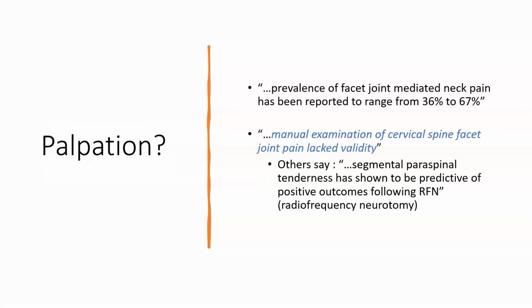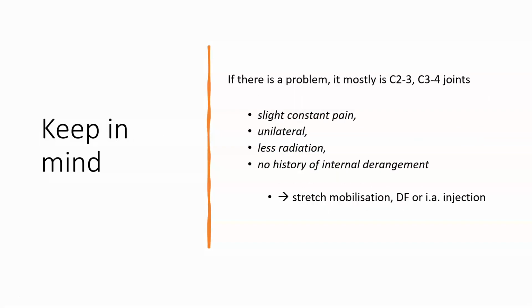But other studies say facet joint pain in up to 67% of the patients. Whoa, that's a lot. Okay, if there is a facet problem, mostly it's high cervical, C2, C3, C3, C4. The patient is describing slight constant pain, unilateral, not too much radiation, no history of internal derangement.